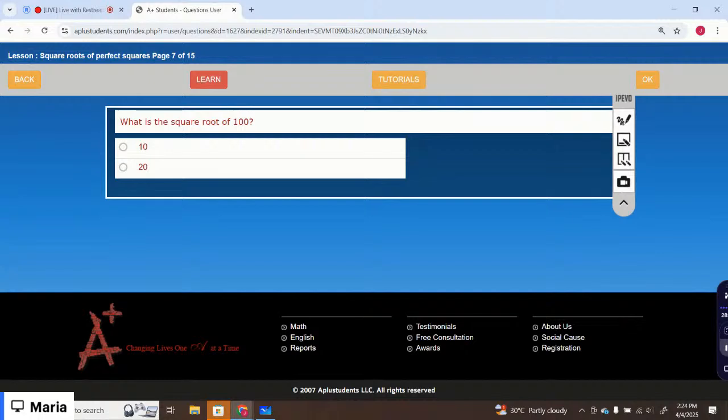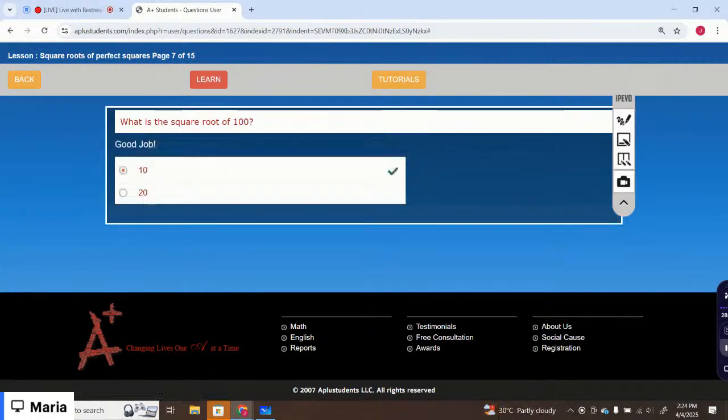What is the square root of 100? Which is the correct option? That is 10 times 10 is 100. So the square root of 100 is 10. Option number 1 is the correct option.